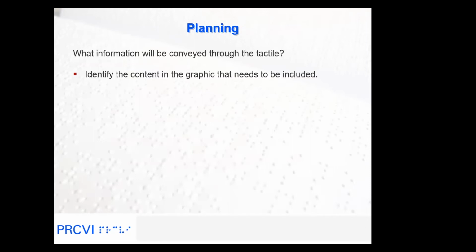Planning the tactile graphic is a critical step in producing a meaningful representation of a print graphic. What information will be conveyed through the tactile? Identify the content in the graphic that needs to be included. Change your 3D image to a 2D image. Many print illustrations are too complex. That is, they contain too much information. These diagrams need to be simplified.